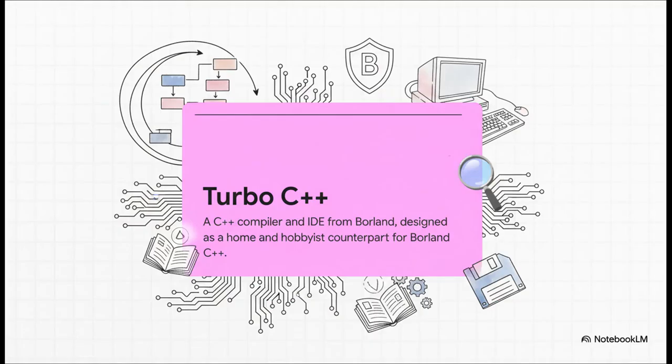Okay, so what was Turbo C++? Well, think of it as an all-in-one kit from a company called Borland. It gave you literally everything you needed to write code, compile it, and run it. But here's the key part. It wasn't for the big corporate pros. Nope. This was built for students, for hobbyists. It was the accessible, friendly version of their much bigger, more complex professional software.